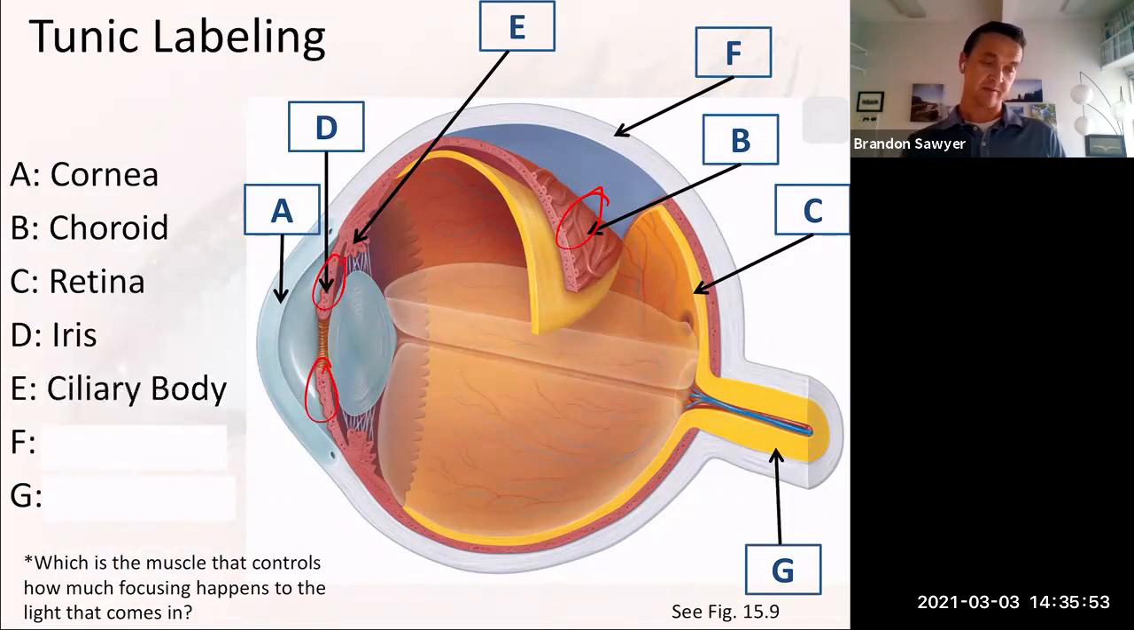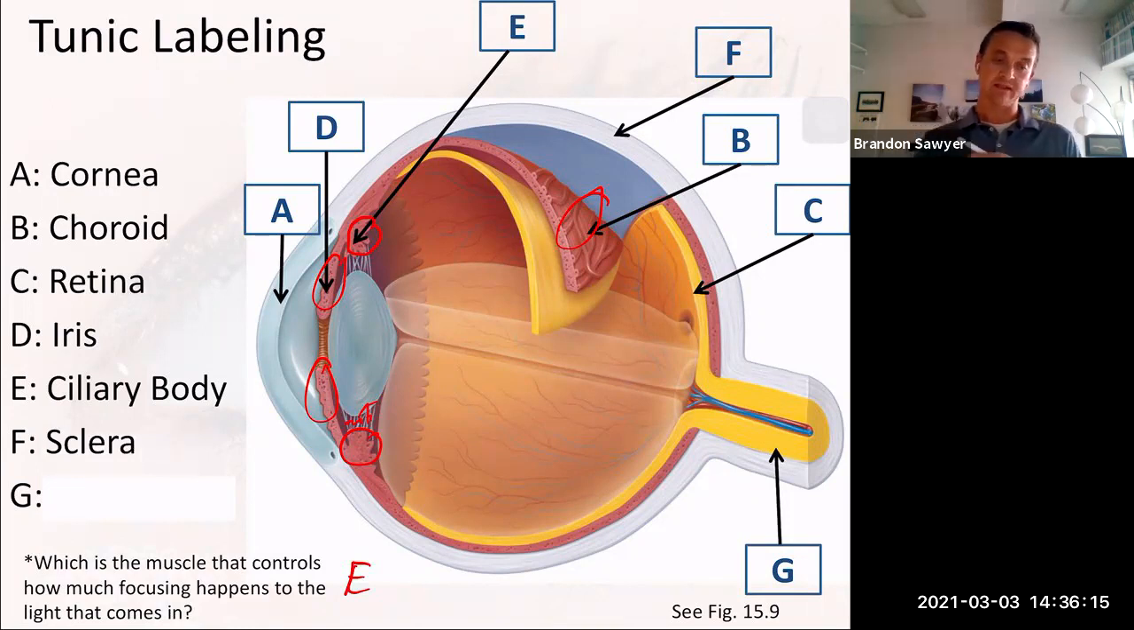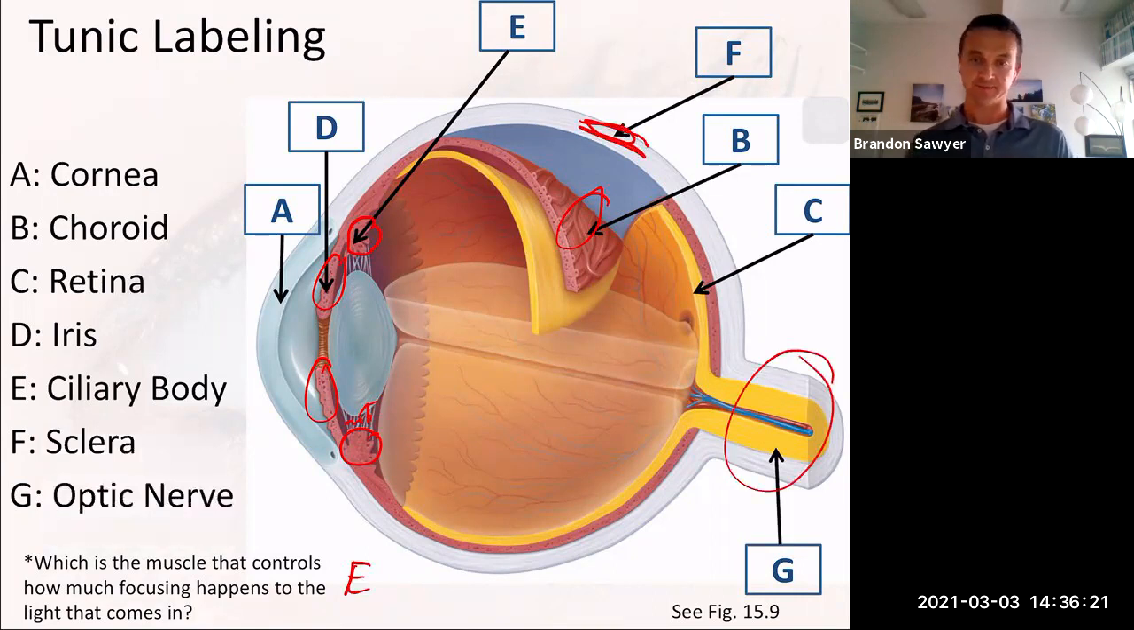E is the ciliary body. We can see how it's right there. It's attached to these little ligaments, which are attached to the lens, and that's going to control the size of the lens and the focusing of the light. So which muscle controls how much focusing happens to the light that comes in? That's the ciliary body. Then the sclera is that external white part of the eye, and G is the big optic nerve coming out of the retina.